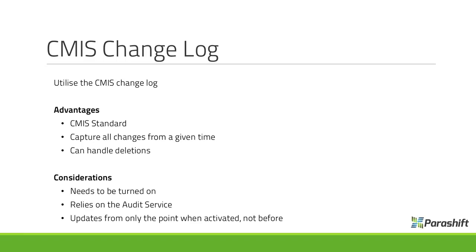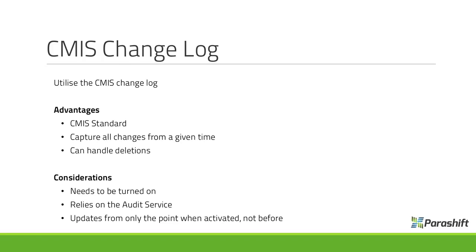One of the ways we can do this is with a change log. CMIS is a standard that most modern ECM platforms will comply with, and we can use a subset of that, which is the change log. The only real consideration here is that it is not from the beginning of time, it's actually after you've turned it on. So if we need to go back and check the changes before that, we can't use this facility.